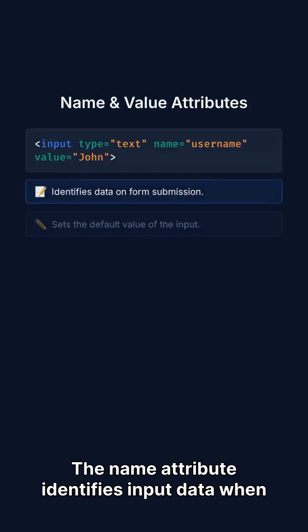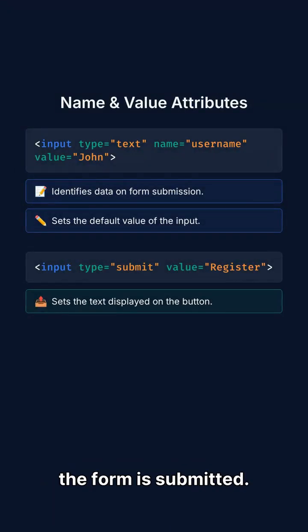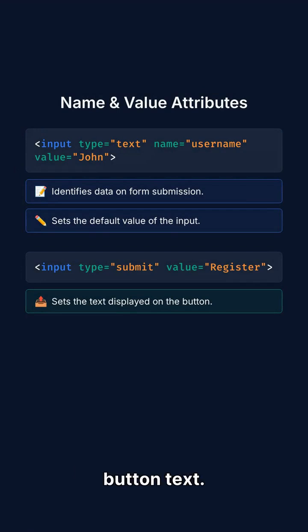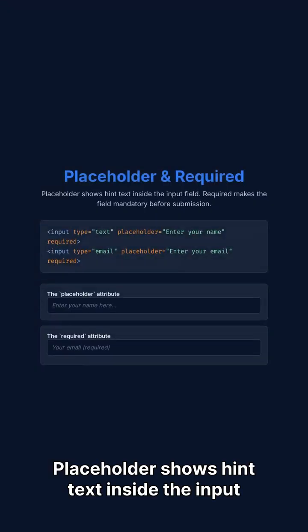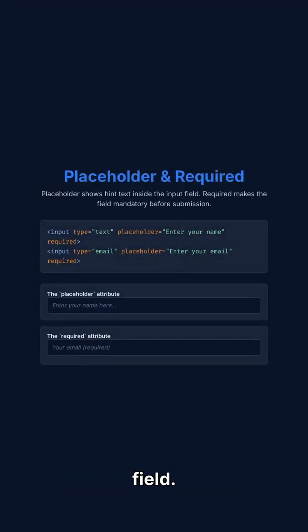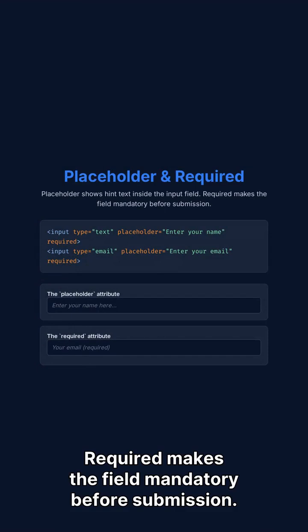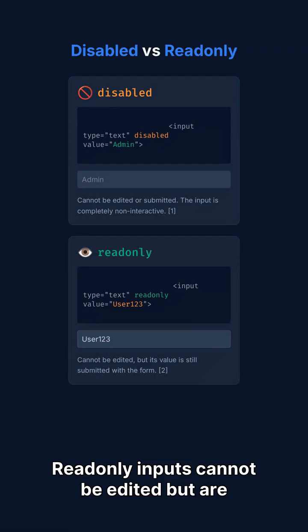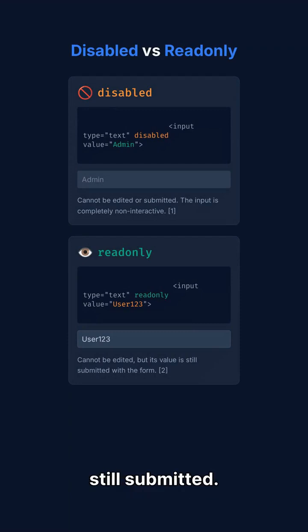The name attribute identifies input data when the form is submitted. The value attribute sets default values or button text. Placeholder shows hint text inside the input field. Required makes the field mandatory before submission. Disabled inputs cannot be edited or submitted. Read-only inputs cannot be edited but are still submitted.